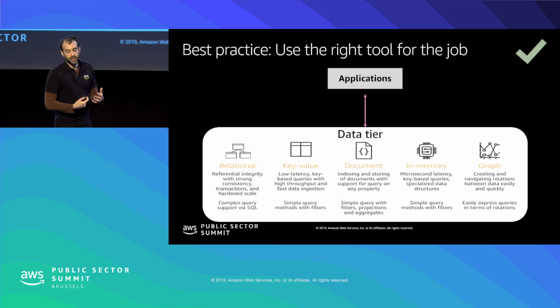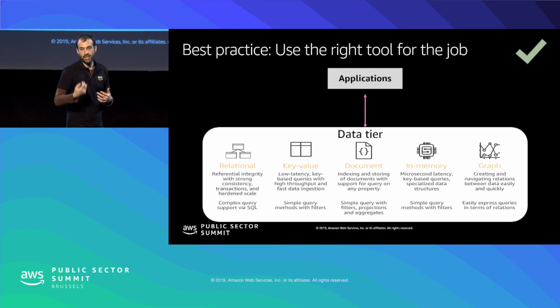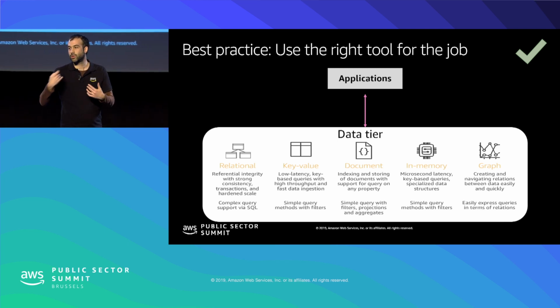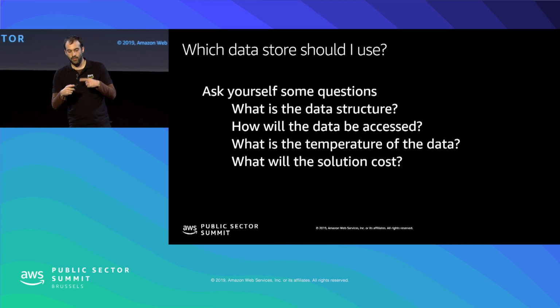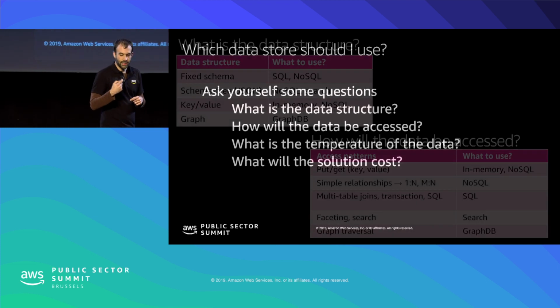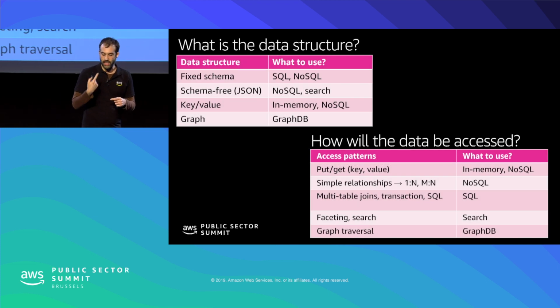Really, the key message here is the best practice: you use the right tool for the job. There are so many database options on AWS. And to help you identify the right tool, it comes back to the questions that you need to ask yourself. The main two questions are about the data structure and how the data will be accessed.